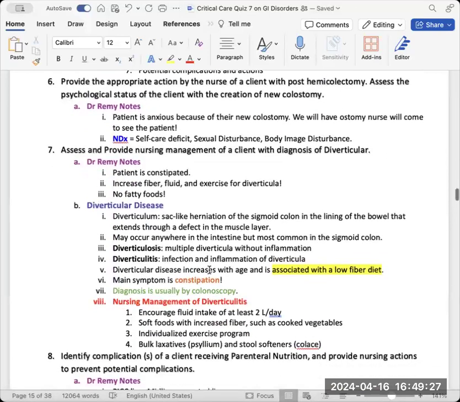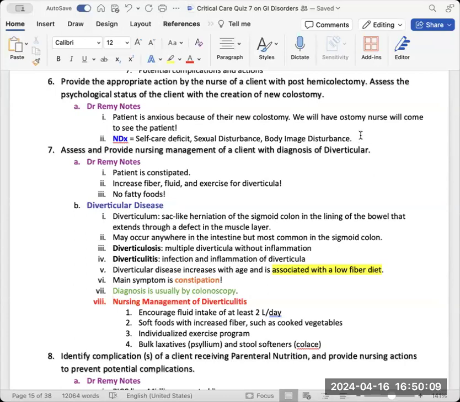The next question is to provide appropriate action by the nurse for a client post hemicolectomy and assess the psychological status of a client with the creation of a new colostomy. So if the patient's anxious, what we want to do is refer them to the ostomy nurse, because they can provide a lot of education and they have a lot of experience with patients who receive new ostomy bags. They can help them with the teaching, with how to do the daily care for it, and just make them feel much better in terms of how they're going to manage this when they're out of the hospital, which is what Dr.